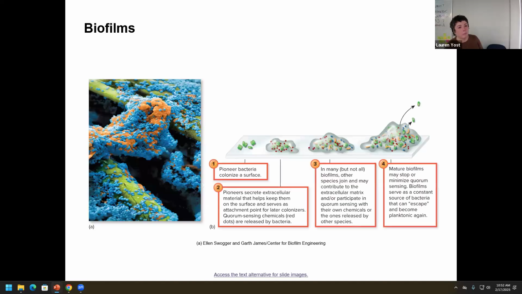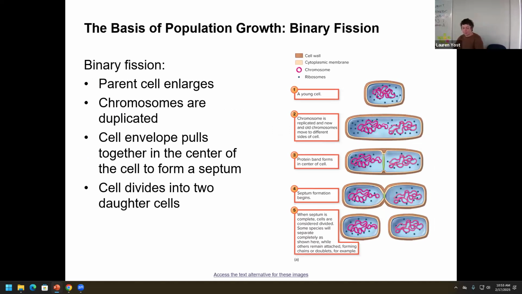And that's quorum sensing. So we always have our pioneer organism that sticks to a surface. Other things stick with it. The stickiness just allows more stickiness. And it'll continue to grow until we get signs that maybe we shouldn't grow anymore. And we can go and escape and maybe go create new biofilms.